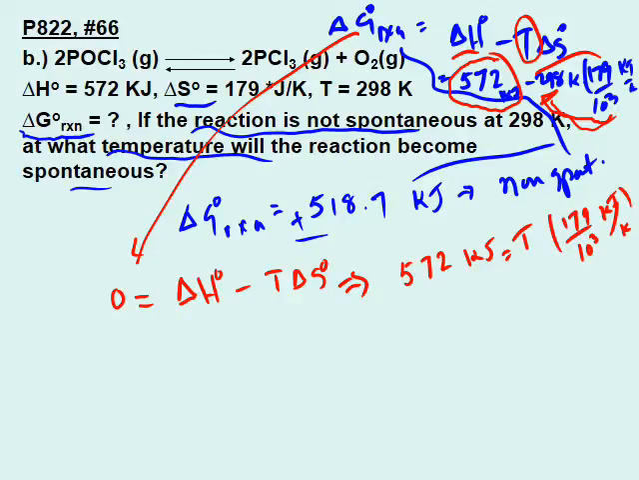Now from here I can calculate T. So keep in mind, this will be the T, or temperature, at which we get delta G equals 0. Now we will have to get negative, so T has to be greater than what we're going to get now. So let's plug in these numbers.